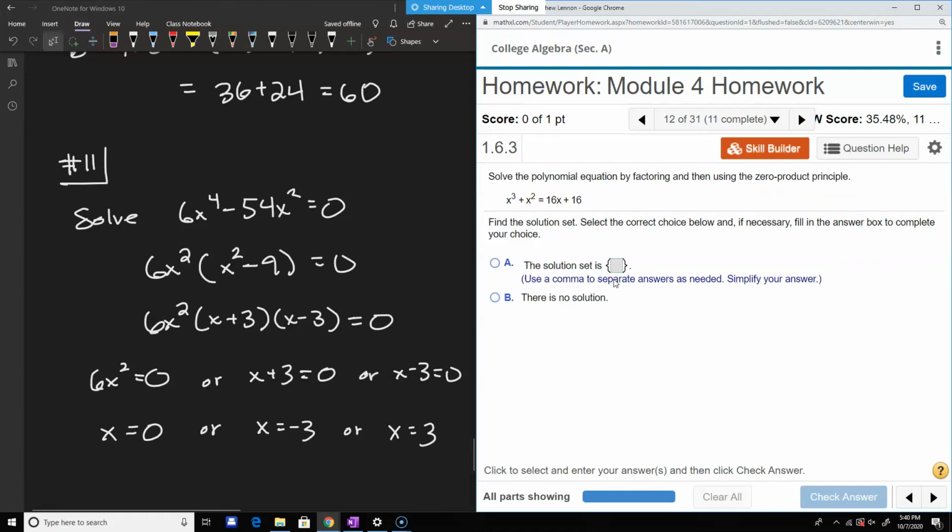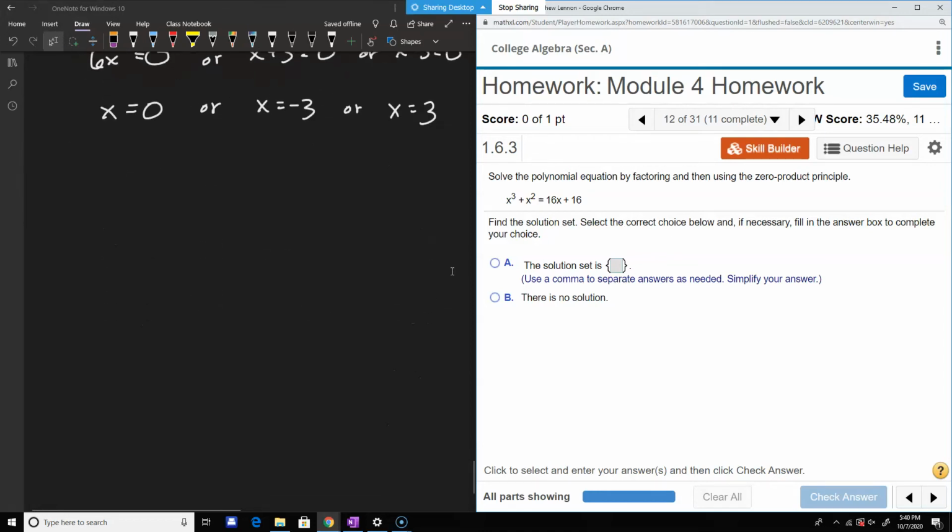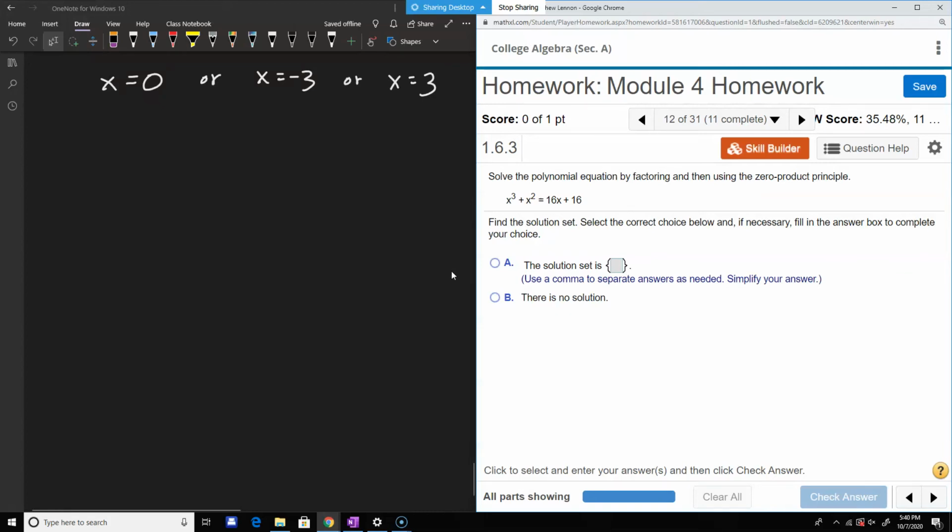And if that doesn't work, we might not be able to do it by hand. We might have to appeal to graphing or something like that. But usually on these, we'll be able to factor by grouping. I'm just trying to say it doesn't necessarily always work for every problem.